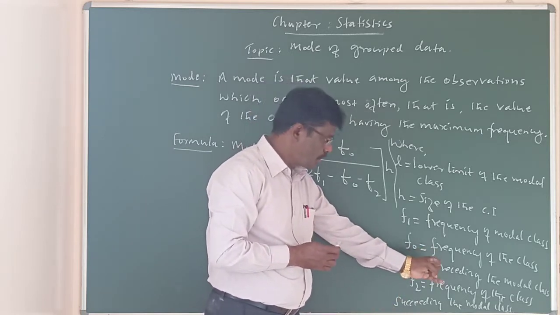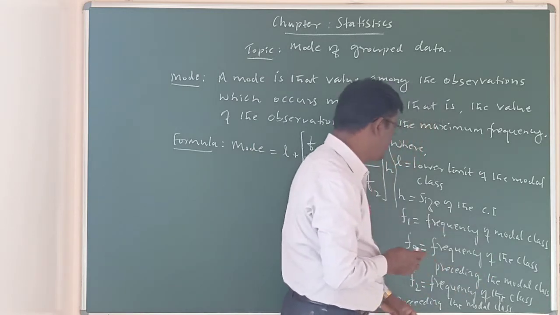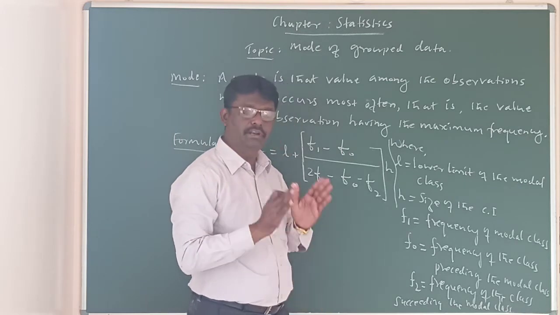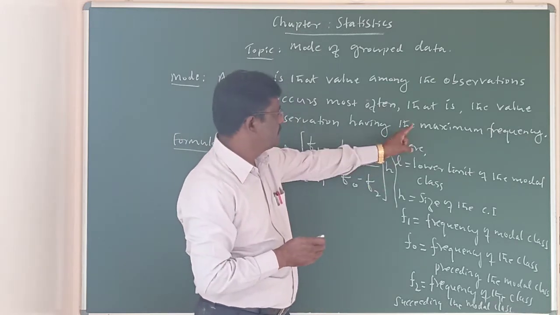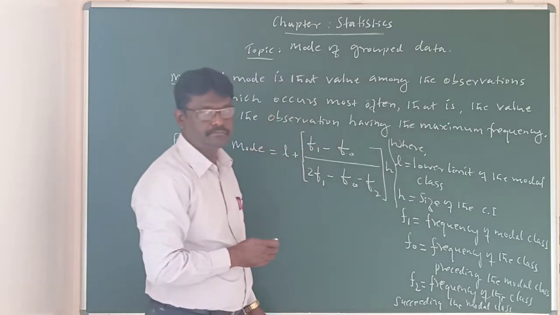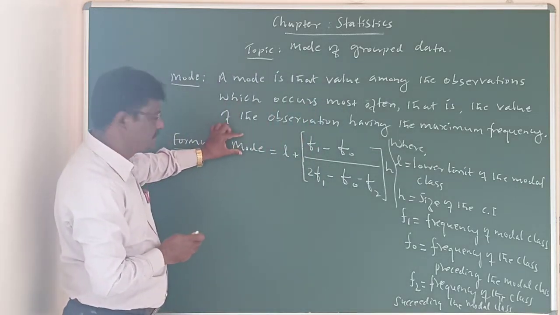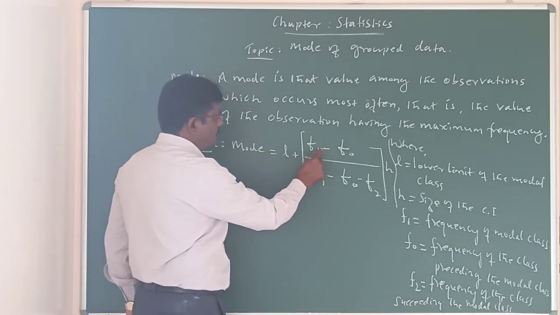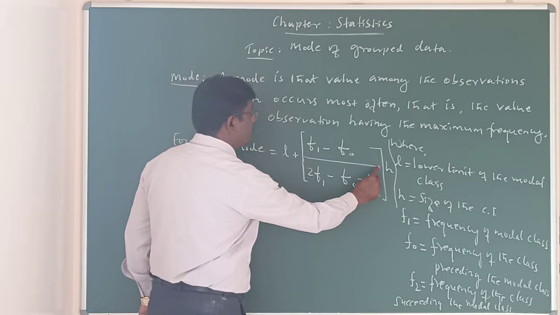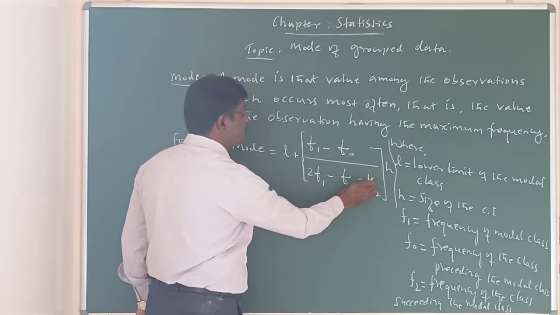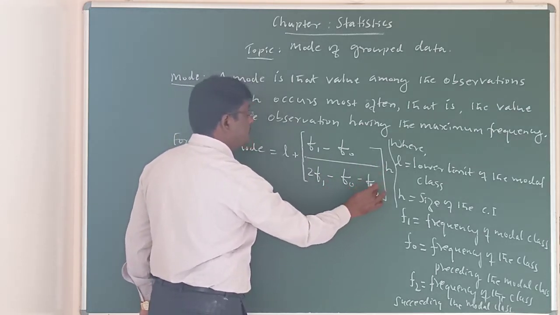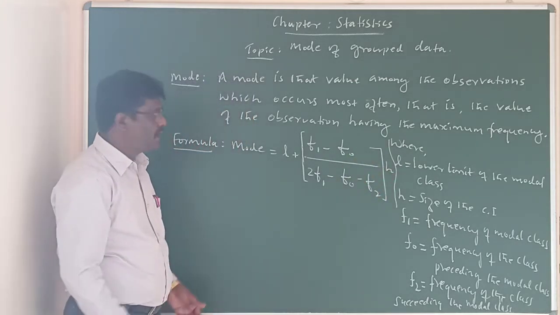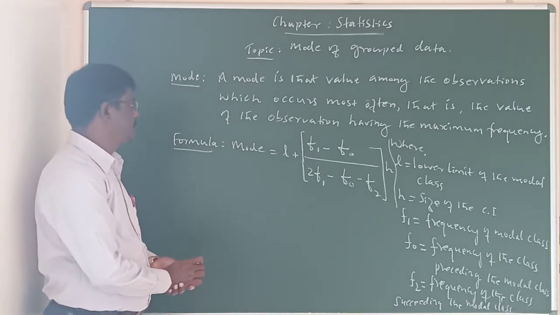Here we find more than one modal candidate. Then which one do we have to take as the modal class? The one having maximum frequency. Okay children, now look once again at the formula. Mode equal to L plus F1 minus F0 divided by 2F1 minus F0 minus F2, into H. This is the formula. On this, now we will take some problems.